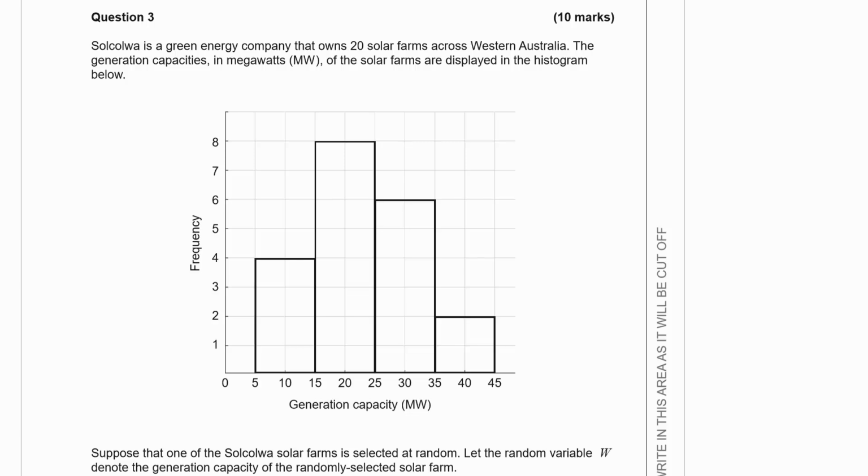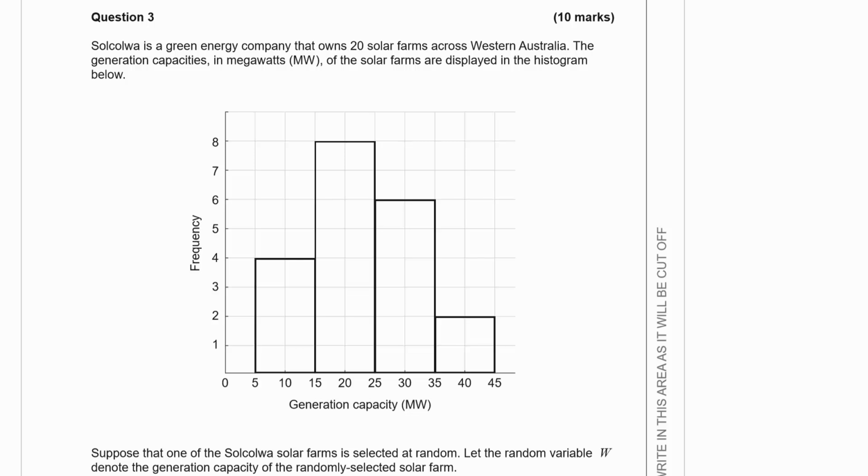Solcoal WA is a green energy company that owns 20 solar farms across Western Australia. The generation capacities in megawatts of the solar farms are displayed in the histogram below. Suppose that one of their solar farms is selected at random. Let the random variable W denote the generation capacity of the randomly selected solar farm. Complete the following table of cumulative probabilities for W.